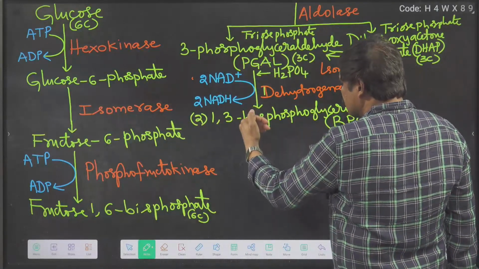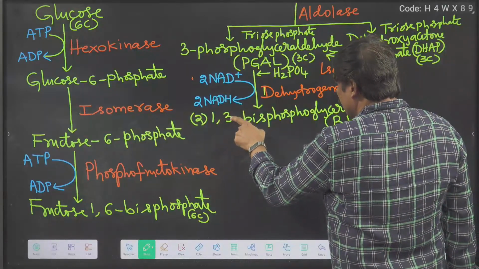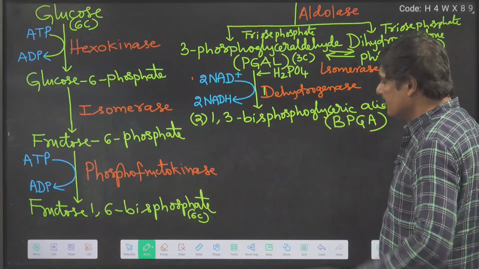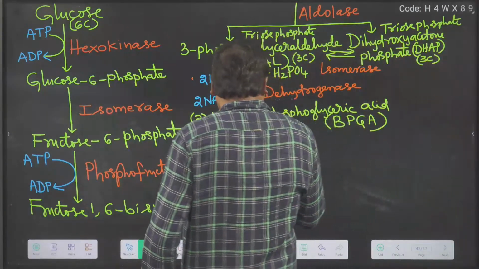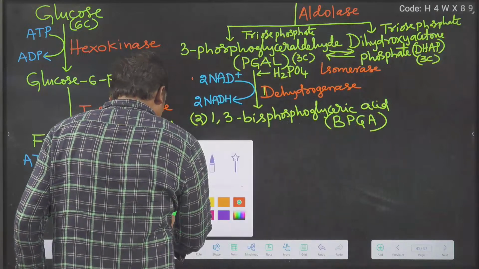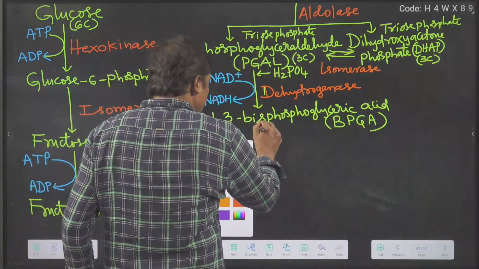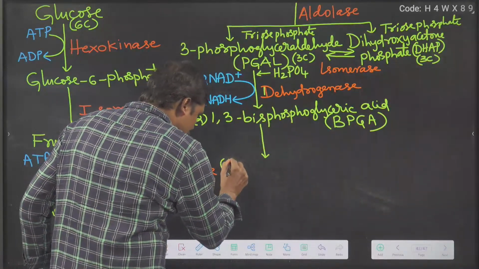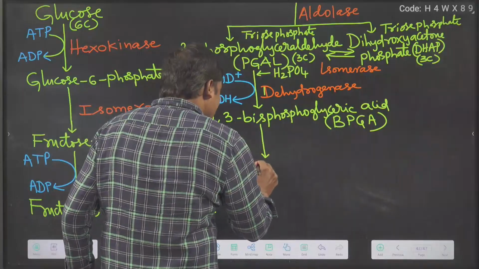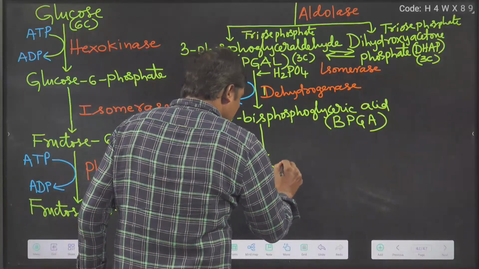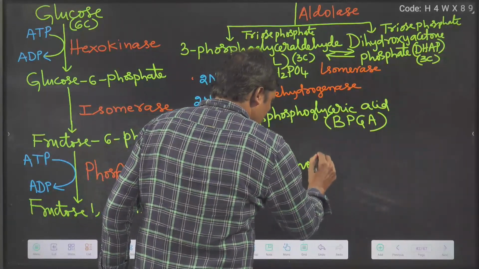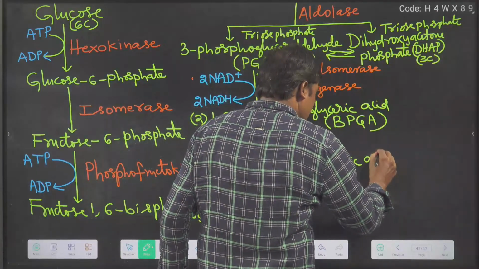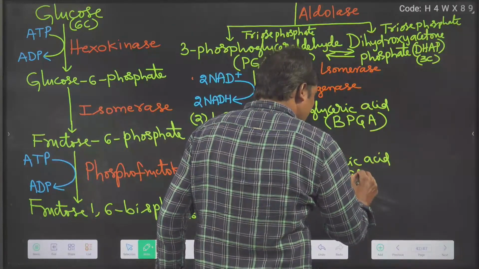So, after the 6th reaction, 1,3-bisphosphoglyceric acid is formed. Right? Next, what happens? 1,3-bisphosphoglyceric acid undergoes dephosphorylation and forms 2 molecules of 3-phosphoglyceric acid. Simply you can say 3-PGA.